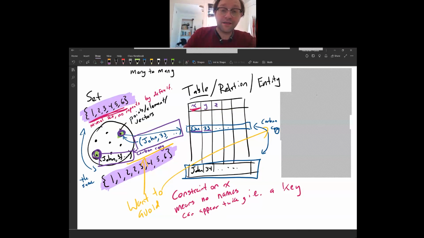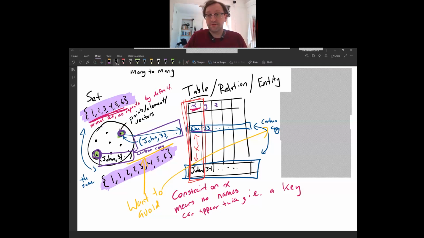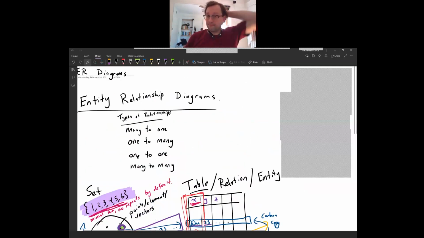But when I key by just this attribute, now these conflict with each other. Okay, so that's called a keyed constraint. You choose an attribute or a collection of attributes and say that with respect to those attributes, there can be no repeats, which means that they have to be unique.